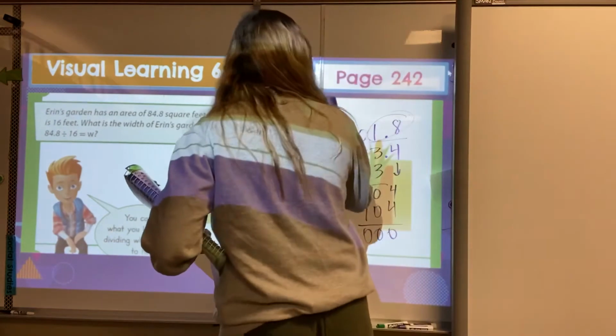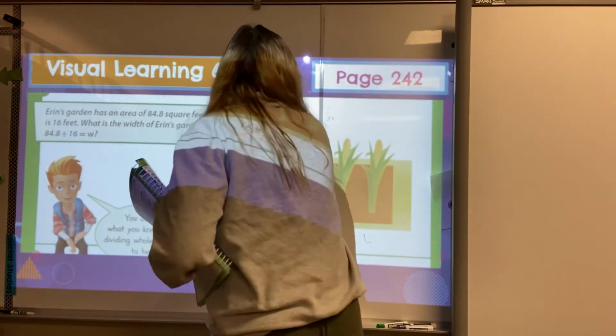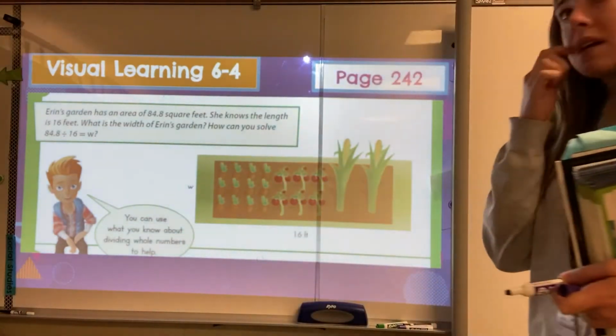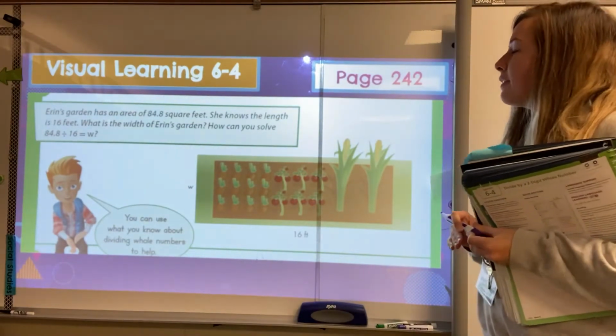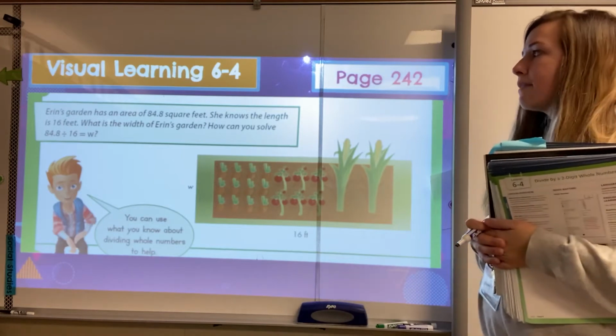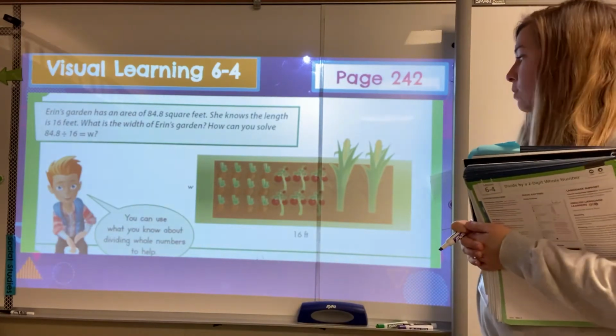We're going to read through our visual learning bridge, and then we will practice a problem or two. And I might just go back to that other slide actually and practice it for room. Erin's garden has an area of 84 and 8/10 square feet. She knows the length is 16 feet. What is the width of Erin's garden? How can you solve 84 and 8/10 divided by 16 equals W?